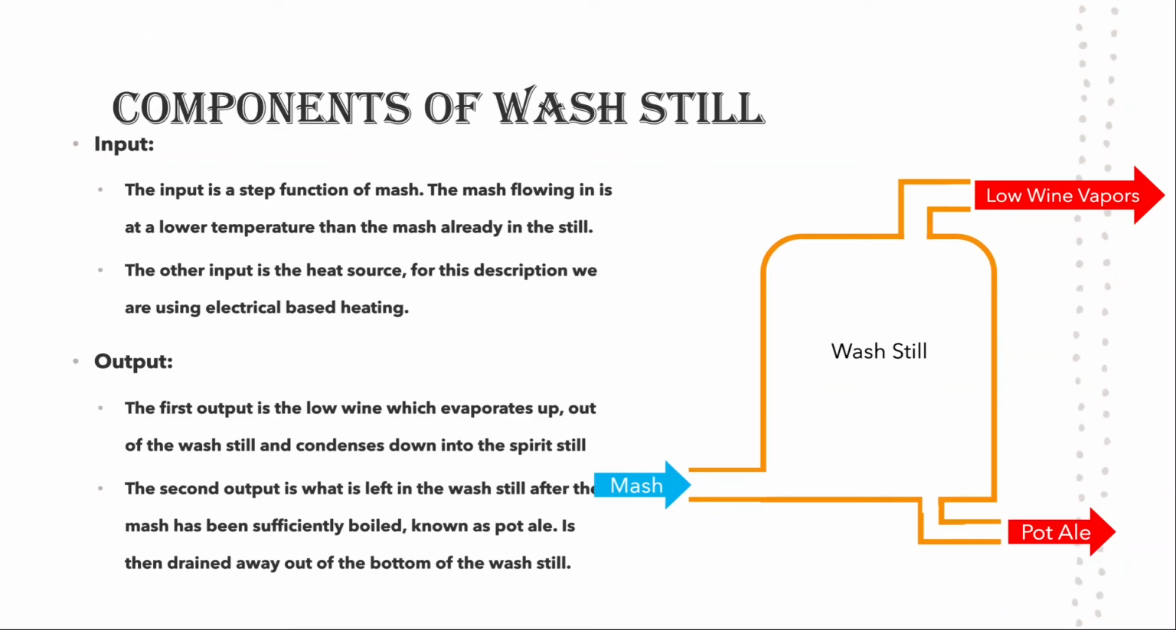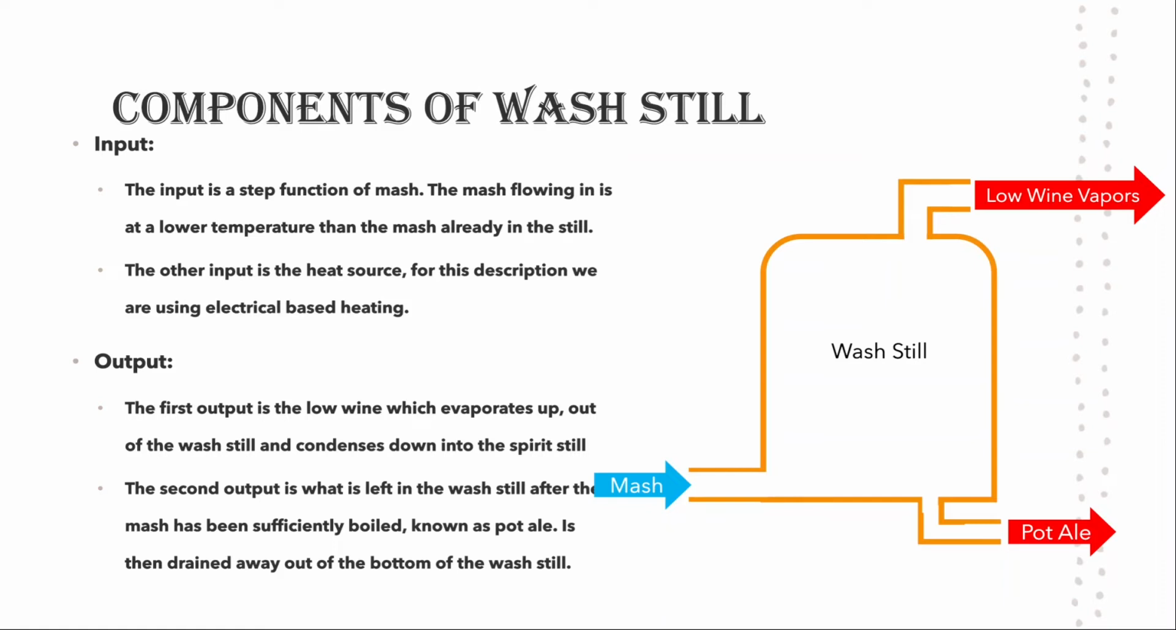There are two major components for the still, the inputs and the outputs. Of each, there are two inputs and two outputs. The first input being the mash itself. As the mash flows in, it is at a much lower temperature than the mash that's already in the still from the previous cycle. The second input is the heat source provided to the still at the base. For this example, we will be assuming electric-based heating.